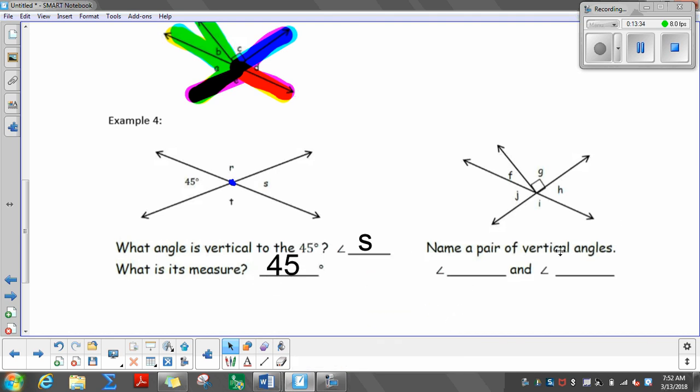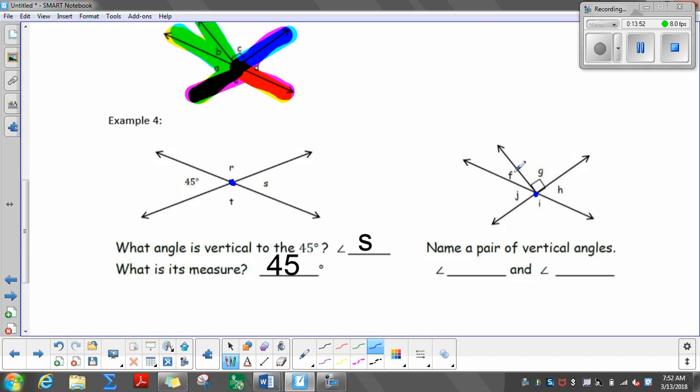So here, name a pair of vertical angles. Well, the ones directly across from each other, and they have to be the same measure too. Okay, so here's the vertex. G is not the same measurement as I, because I is not a right angle.